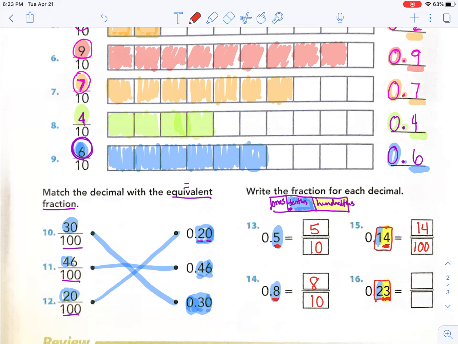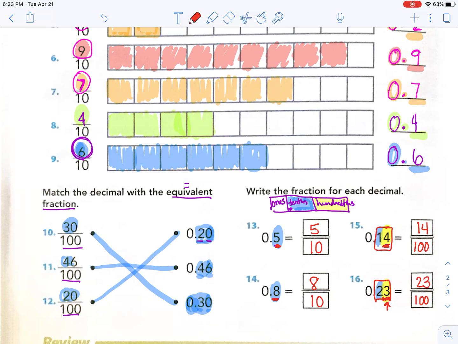How many cents do I have here? Be like saying, I have 23 cents. My furthest place value is hundredths. So I know this is out of 100. How many do I have out of 100? 23 cents is 23 out of 100.